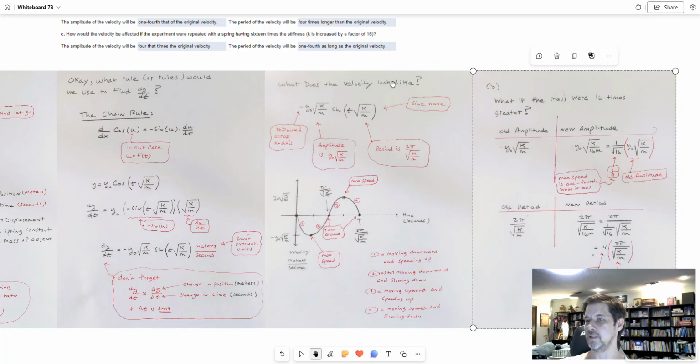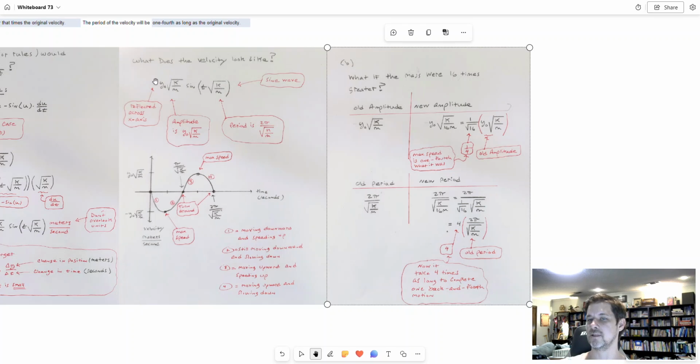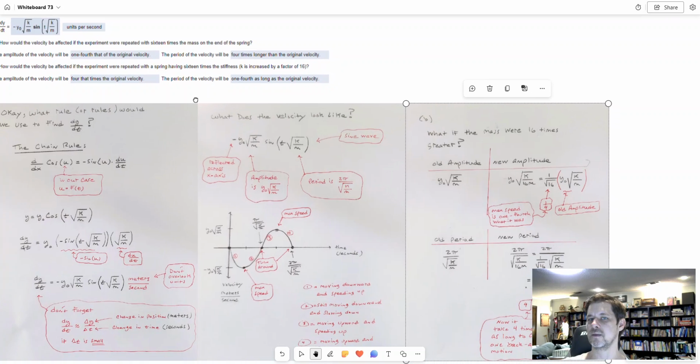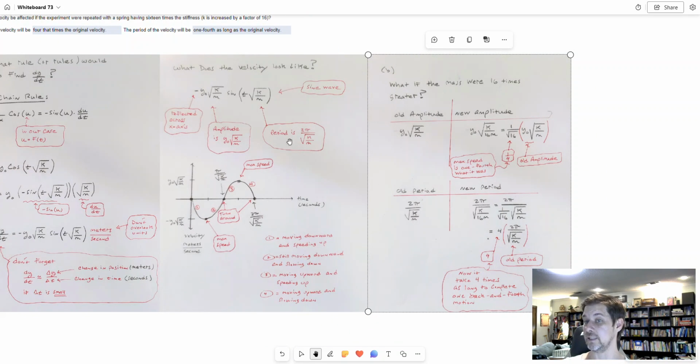Why is that? Well, because all that stuff, y naught, k, and m, is all part of this formula. If you change any one of those, it's going to be different. You're going to get different numbers. So the question is this: how would the velocity be affected if the experiment were repeated with a mass 16 times as great? So instead of a mass of m, we're going to have a mass of 16m. And it asks how the amplitude of the velocity and the period would be different. I've already explained what those were.